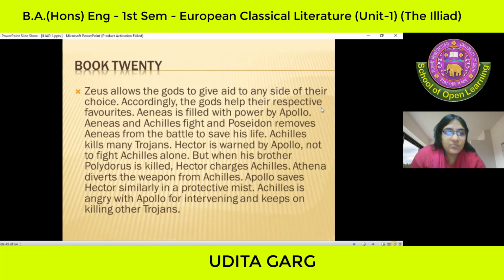Right? So the gods are now allowed and they are supporting their favorites, and therefore you see that again Apollo has advised Hector not to fight alone, but with the death of Polydorus, who is his brother, Hector charges Achilles.